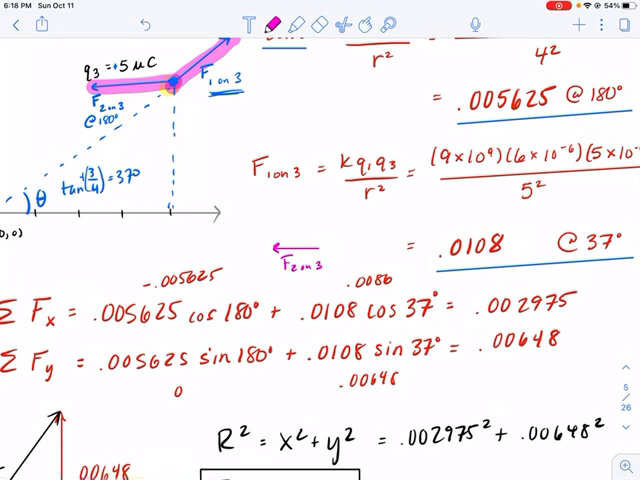And then I'm going to add this 0.0108 at 37 degrees. And what I'm looking for here is the resultant. The resultant goes from the tail of the first vector to the head of the second vector. So I'm looking for that resultant.